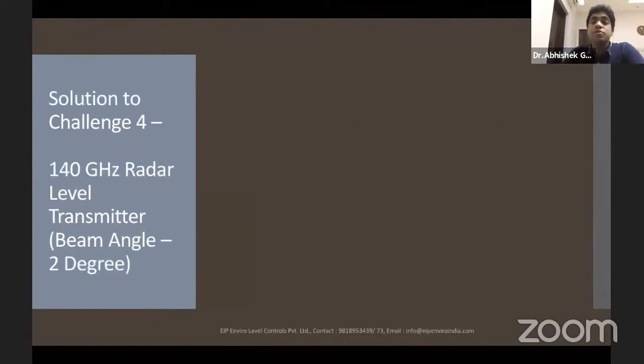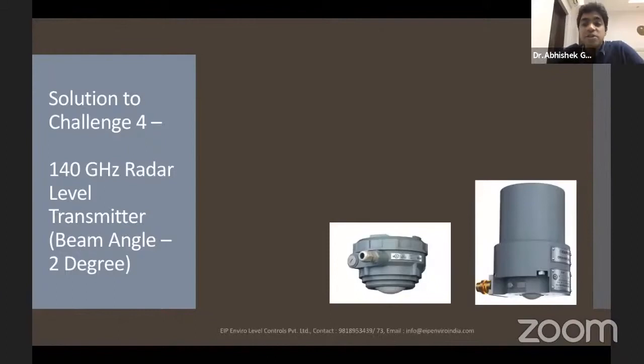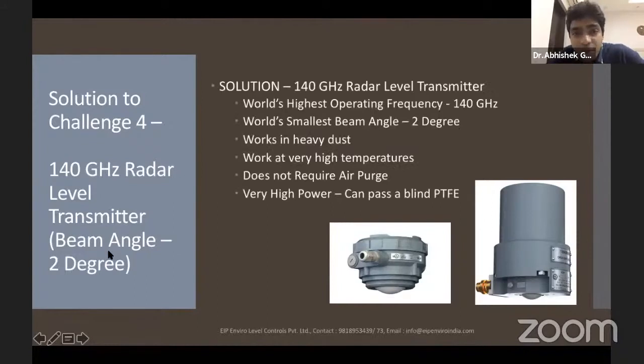So what is the solution that we offer? Because a buffer hopper is very small, maybe 3-4 meters, going with the 3D radar technology may not always be advisable for a buffer hopper given its size. So we have this 140 gigahertz radar level transmitter being installed in the buffer hopper.